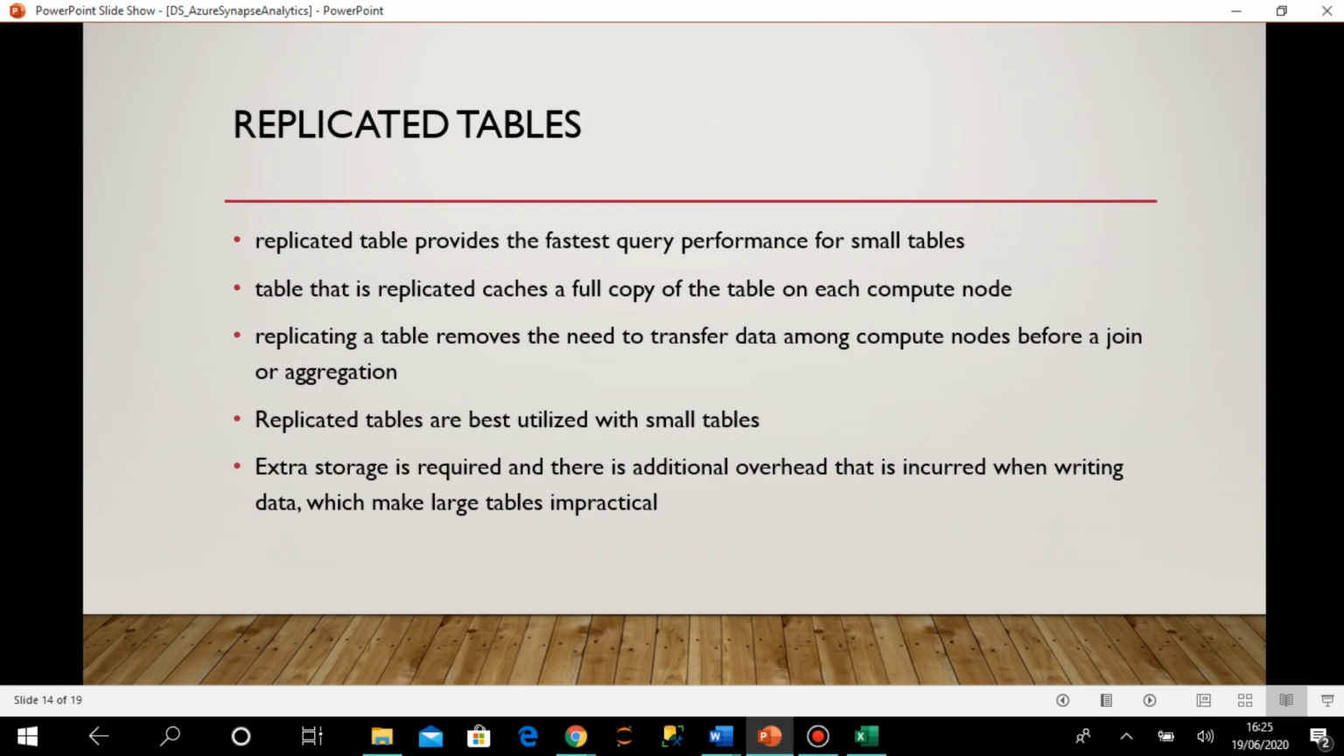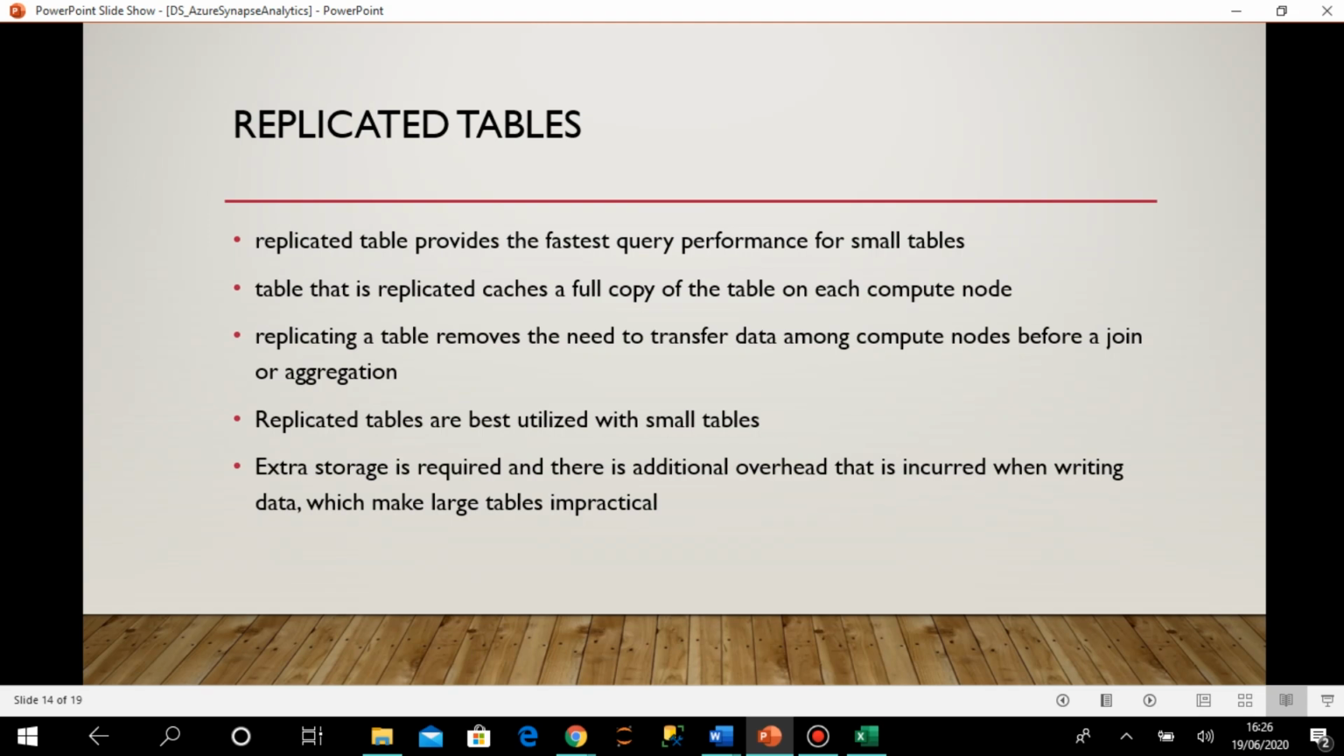Means the entire copy of the table is linked to each node. So whenever there is processing with that table, the data is always available to the compute node, right? It's kind of copying, that's it. Replicated table means you are just making a copy of that data and making it available to everyone. Okay, so that is a replicated table.